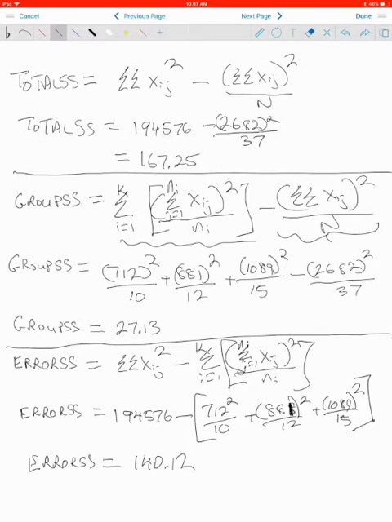Okay, so we're not done yet, right? So now we've got the sums of squares. And so now we can go straight to constructing our ANOVA table. Remember, you're always going to end an ANOVA and present the results of an ANOVA in an ANOVA table. So here's my ANOVA table.